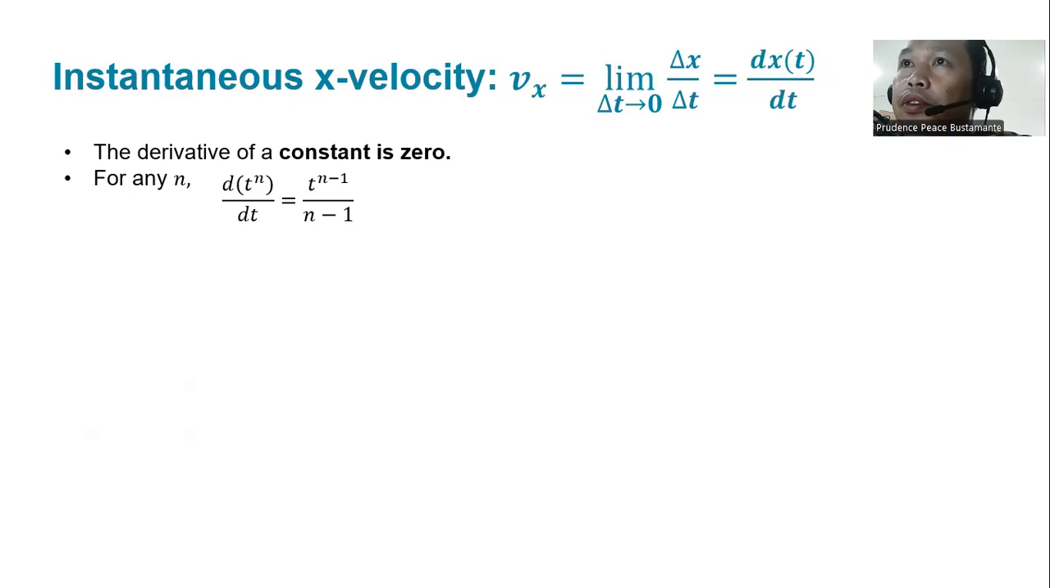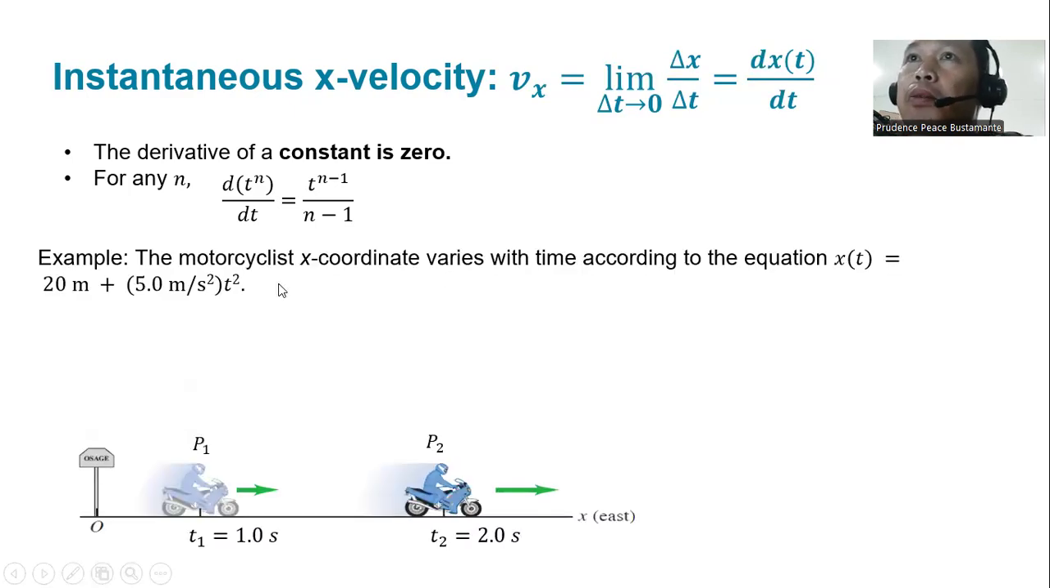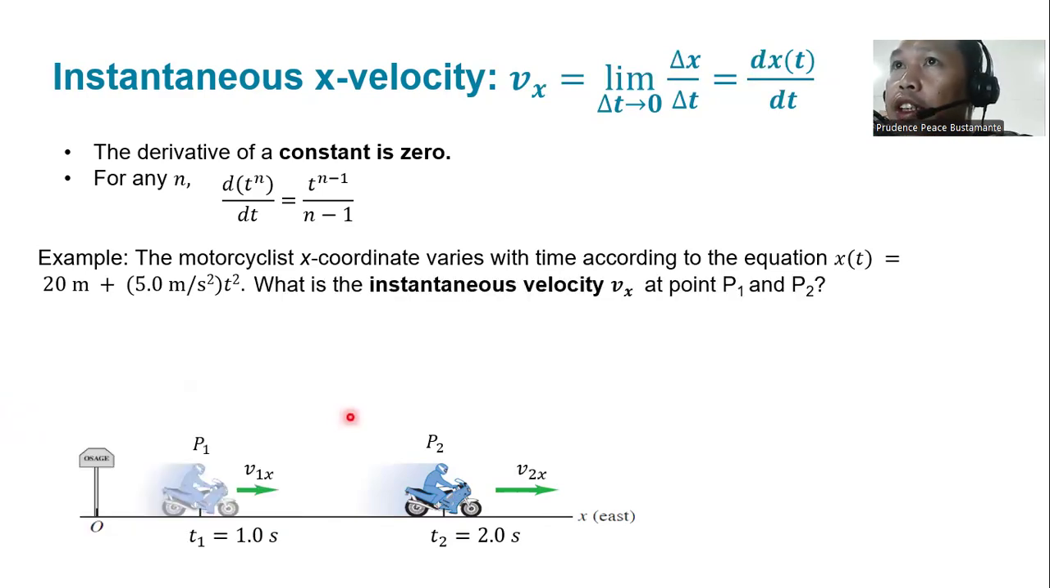Say for example, we have a motorcyclist here. His x coordinate varies with time according to the equation x is equal to 20 meters plus 5.0 meters per second squared multiplied by t squared. That is his x coordinate, and it varies with time. The question is, what is the instantaneous velocity Vx at point P2 and point P1?